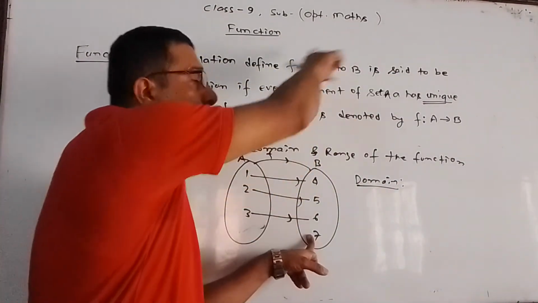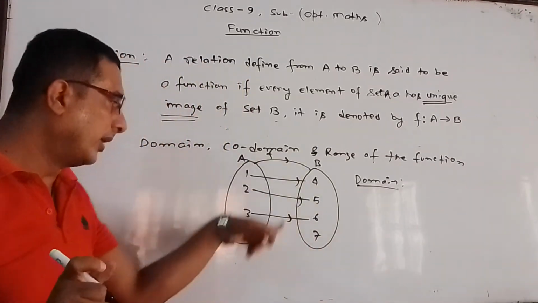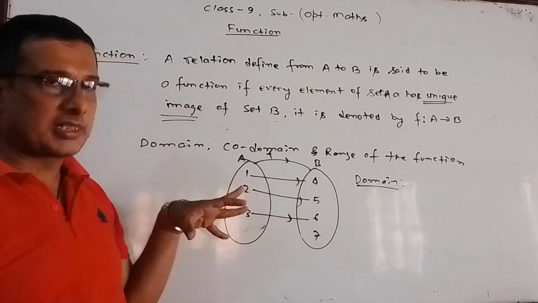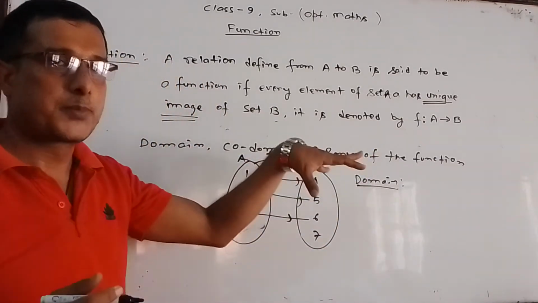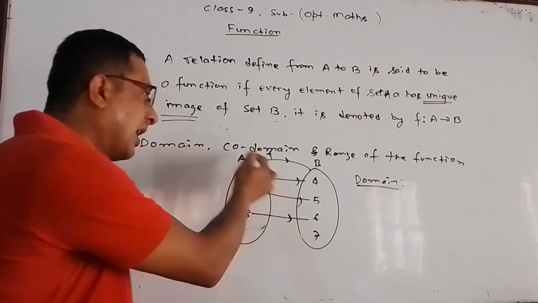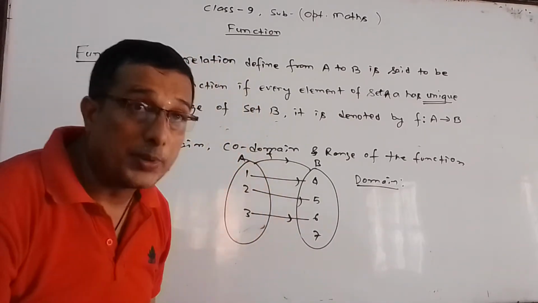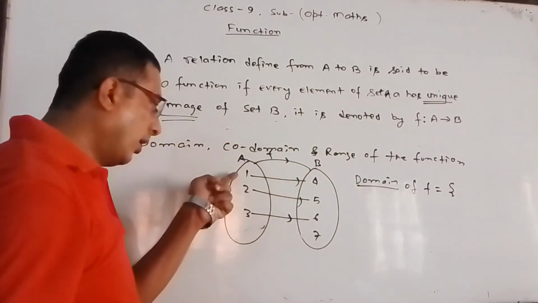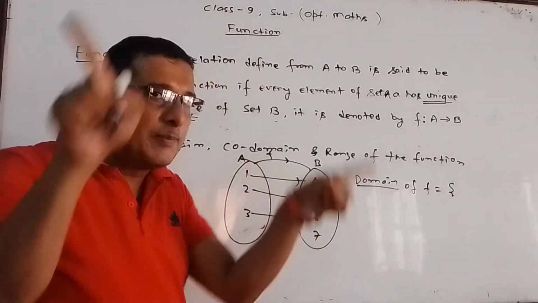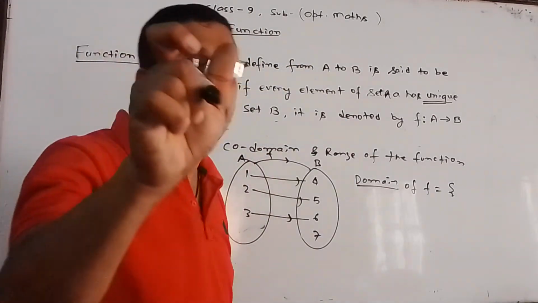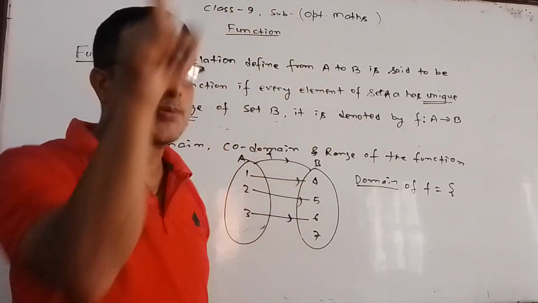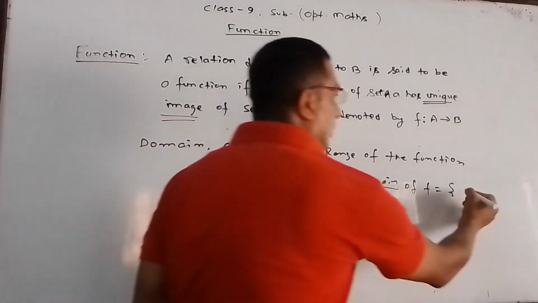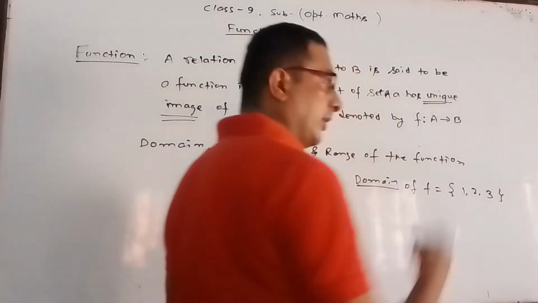So how to write the domain? The function is not defined according to B, it is defined according to A. 7 is not mapped with any element of set A, but it is still a function. So the domain is all elements of set A. The domain of F is equal to 1, 2, 3.